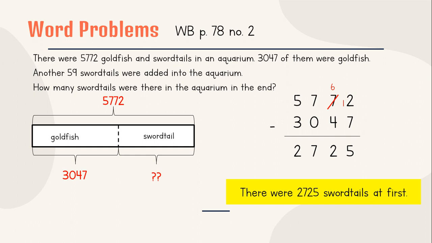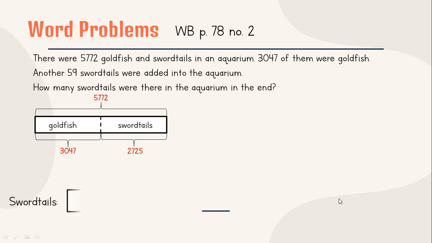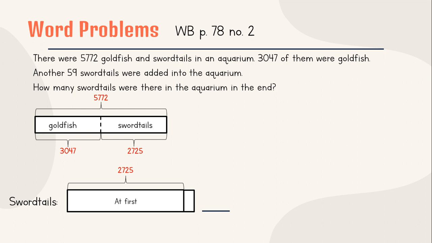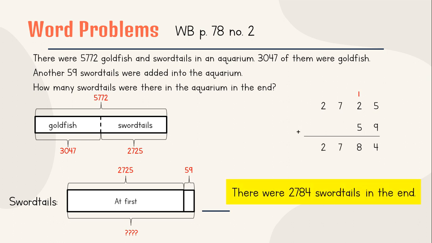But is that the question? No. After we know that there is this number of swordtails, then we know another 59 swordtails were added into the aquarium. Artinya ini ditambahin lagi. Jadi berapa ya di akhirnya tuh ada berapa? How many swordtails? So what do we need? Addition or subtraction? Addition, of course. So just add it as usual. That's it. So there were 2,784 swordtails in the end.